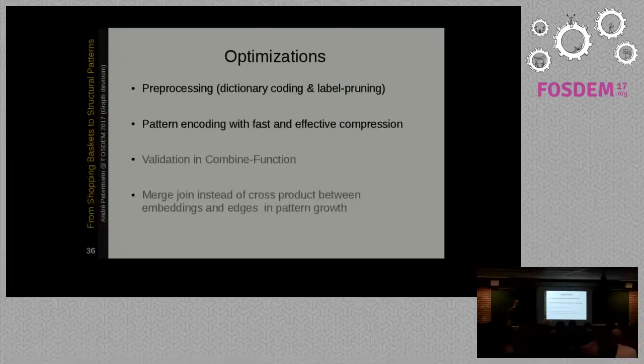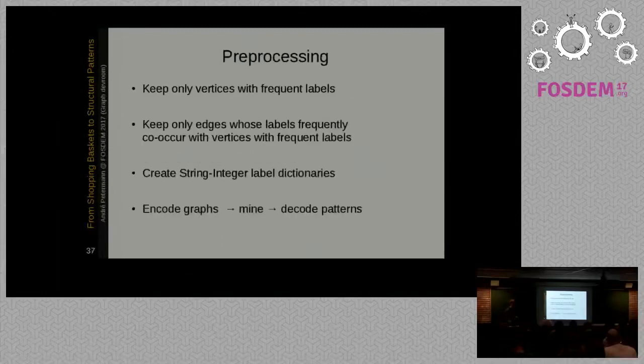So one is it's even more efficient to do the validation step in the combine function, because it matters to have fewer tuples before your network traffic is caused. As for everyone programming with distributed data flow systems, it seems obvious. And we use a merge join instead of a cross join during the pattern growth process, but this needs a lot of explanation. But what we also do, we do a pre-processing, where we use dictionary encoding and label pruning to reduce the input size. And the most efficient thing is we do a pattern encoding with a fast and effective compression technique.